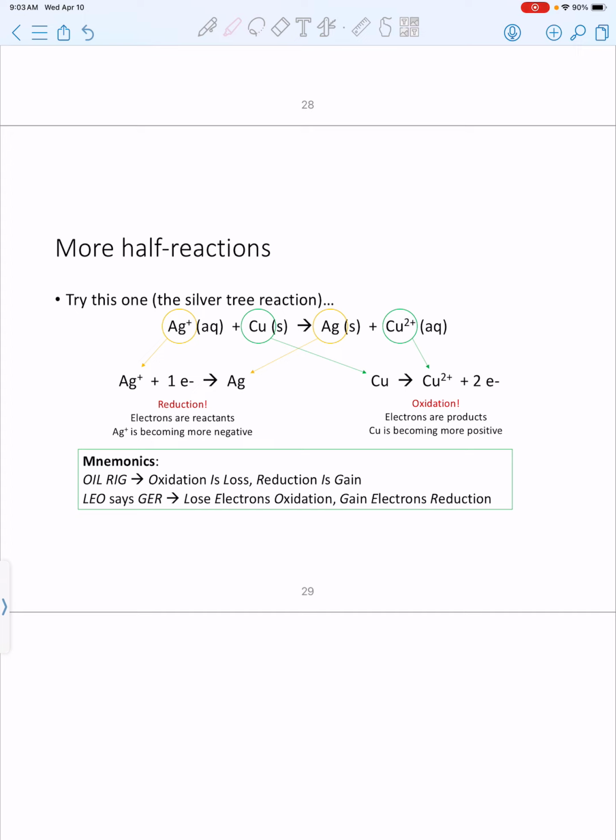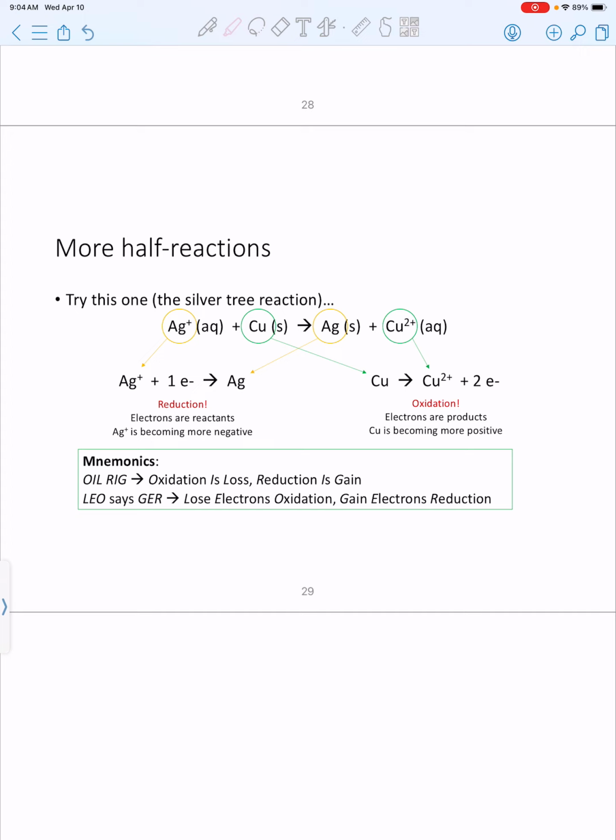Some of us remember some of the different mnemonics we use to remember oxidation and reduction from either 115 or high school or whatever. Some people did Leo says Ger. How many people know Leo says Ger? Right? Lose electrons, oxidation, gain electrons, reduction. Right, that one. Or oil rig. Oil rig's the one I learned back in the day.